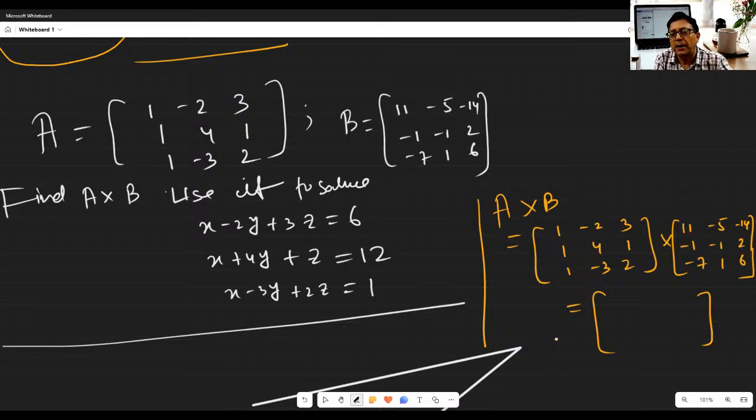11 plus 2, 13 minus 21, it's coming minus 8. This one minus 5 plus 5, 0, minus 14, and this is also 0. 0, minus 8, 0, 0, 0, minus 8. Check. I got this thing. A into B I found. You all agree?